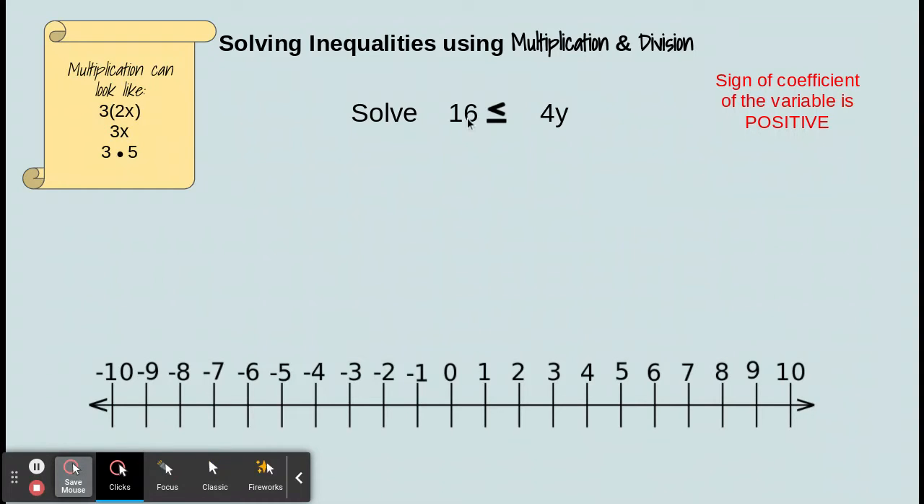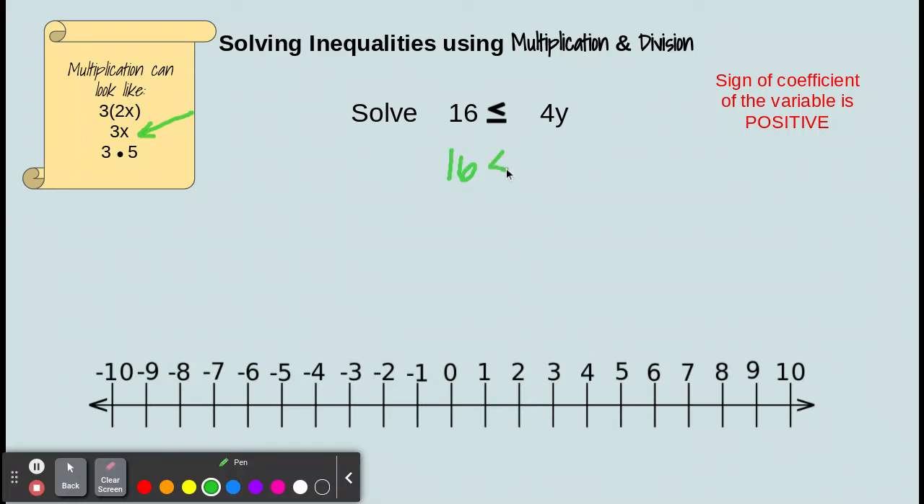Again, we have 4y here. 4 is the coefficient of the variable y, and 4 is positive. Okay, so for this one, 16 is less than or equal to 4y. 4y we know is multiplication because it looks like that. So if it's multiplication, we need to do the opposite to isolate the y. So we're going to divide both sides of the equation by what? You're going to divide by 4, right?